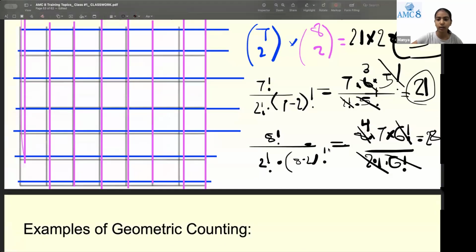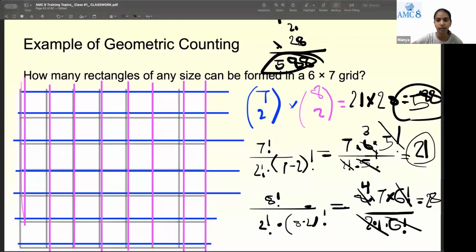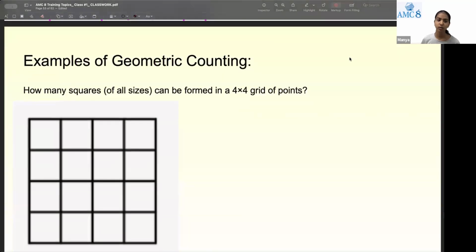So if no one has any questions on this problem, anyone have any questions? Okay, so if no one has any questions, then we'll go on to this problem right over here.